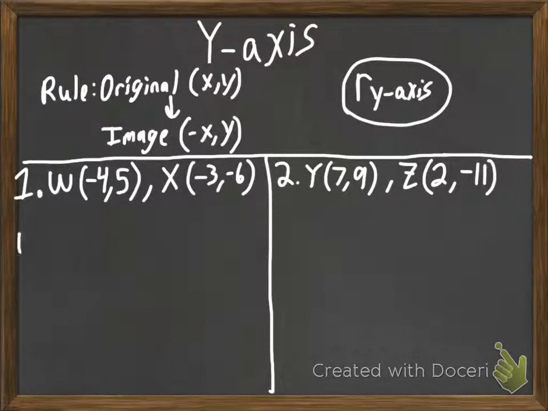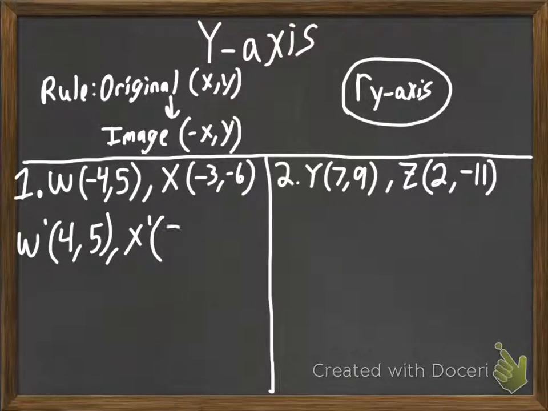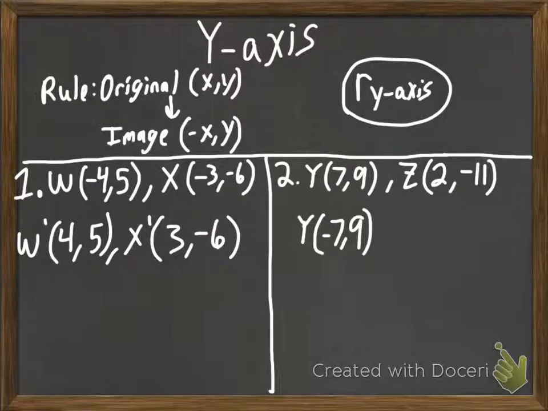Okay, W prime. My x is going to the opposite, so negative 4 becomes positive 4. My y stays the same. X prime. My x is going to change, so negative 3 becomes positive 3, and my y stays the same. This point Y, I have a positive 7 in the x coordinate. It becomes the opposite, so negative 7. My y coordinate stays the same. Y prime, and my Z prime. My x changes, so it becomes a negative 2, and then my y stays the same.